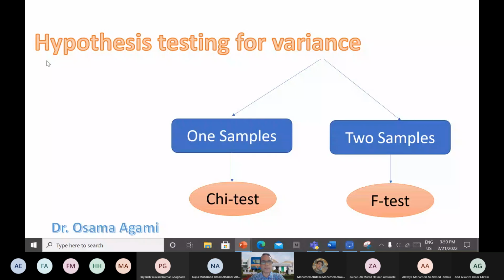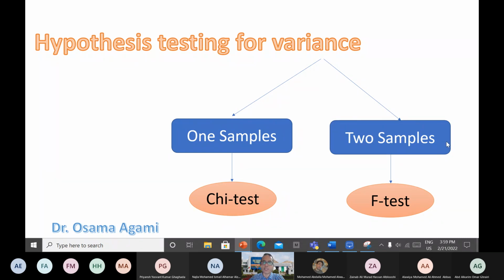Today we are going to do the hypothesis testing for variance. As we know, you may have one population and you take a sample from this population and you would like to test whether the variance of this population is greater than, less than, or equal to a specific value, right? So you will go for one sample variance test. In this case, you are using the chi-square test for one sample variance, right?